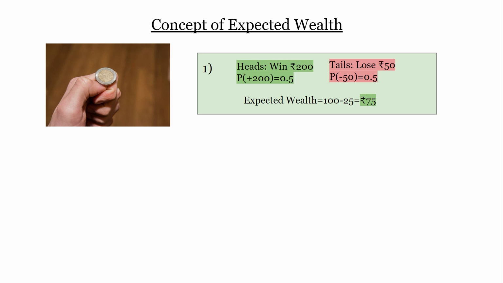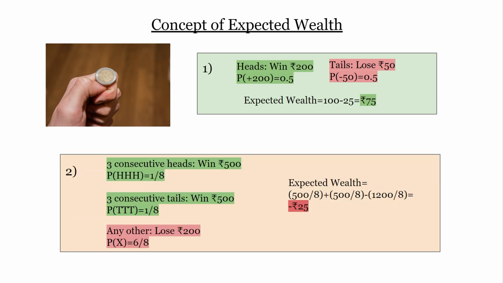If I play a more complex game, for you to understand the concept even better, if I tell you that I toss the coin 3 consecutive times and if you get the same face consecutively 3 times, you win 500, otherwise you have to pay me 200. Your expected wealth in this case arrives as rupees 25.